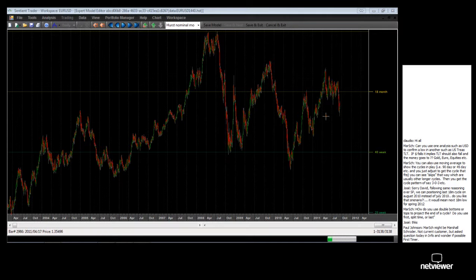All right. What are we doing with this? It's a chart, but it's a little bit different. It's got the three zones. What are we doing here? We are telling Sentient Trader where we would like to, in our opinion, position the troughs of these three cycles.